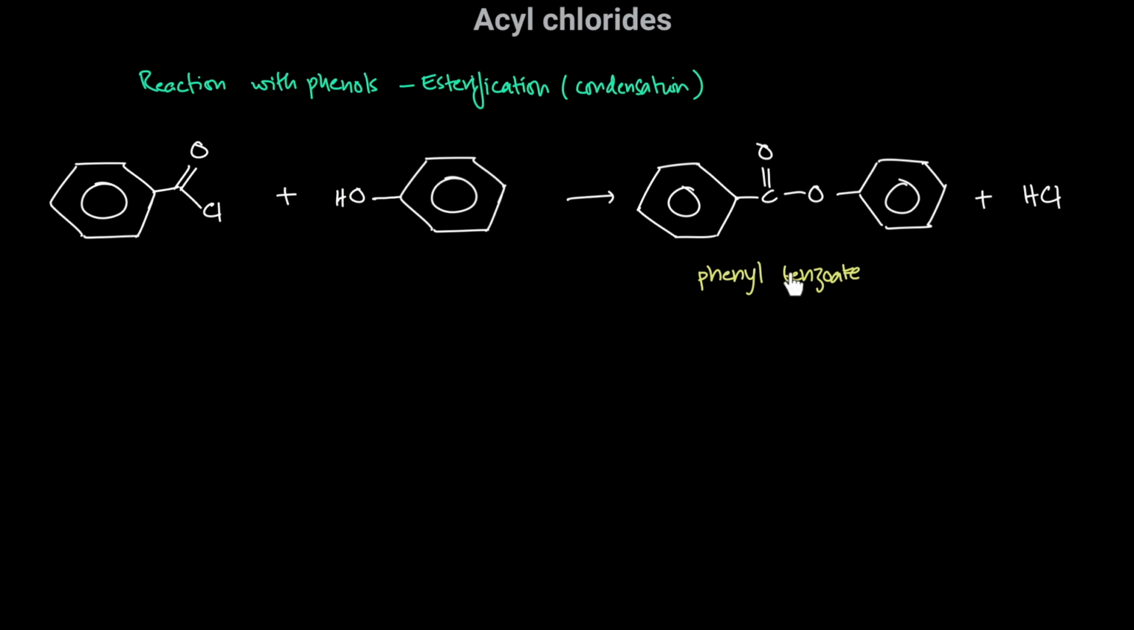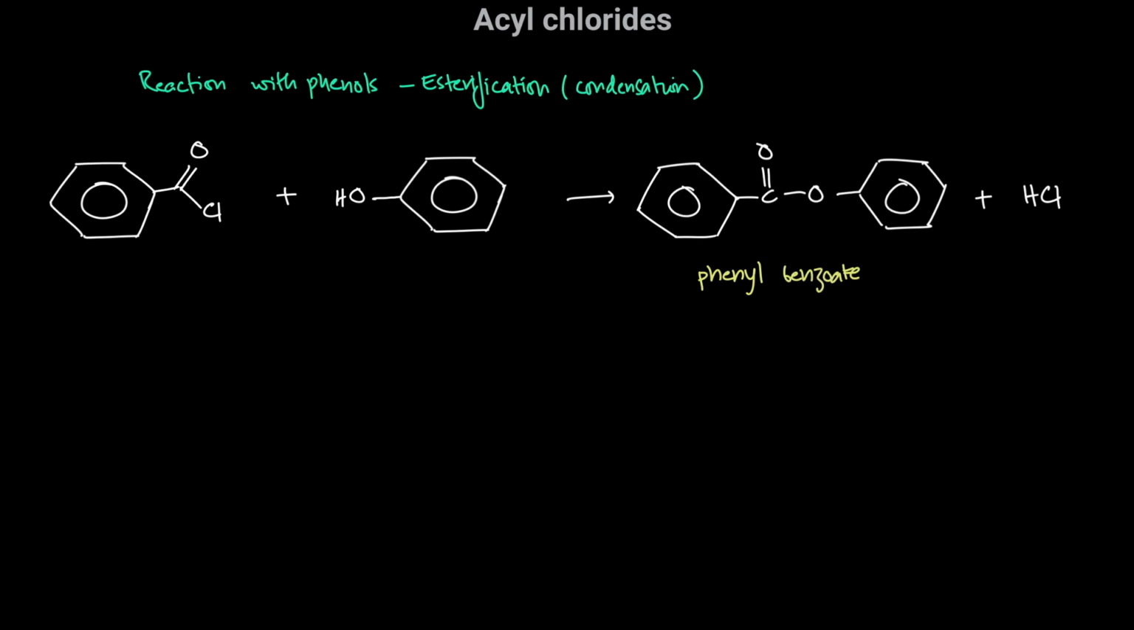So again, benzoate comes from the fact that it's the conjugate base of benzoic acid. This benzene ring with the COO or CO2 is benzoate, and this benzene ring that came from the phenol is the phenyl group. Just like we named esters with alcohols when they form between alcohols and acids or acyl chlorides, we write the alcohol part first and then the acid part. Here we write the phenol part first, that's phenyl, and then the acyl chloride part, which is benzoate.